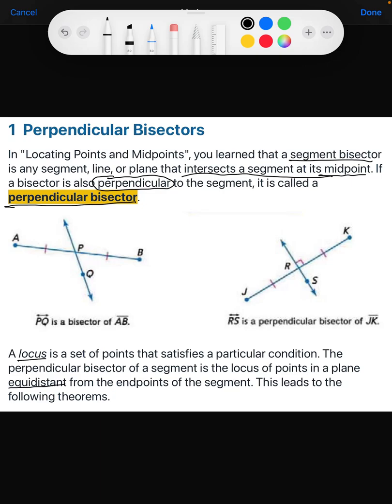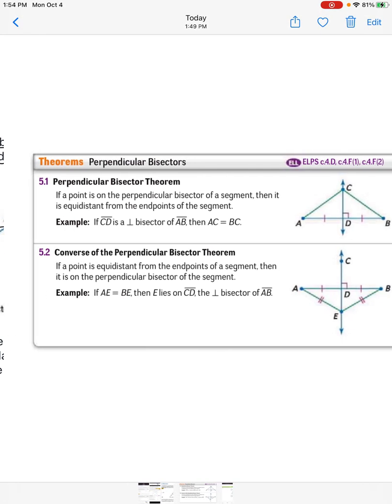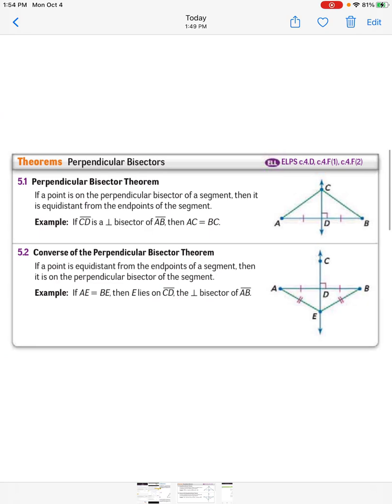So equidistant from the endpoints of the segment would mean that if you took a point here, then it would be the same distance to both endpoints of the segment. This gives us the following theorems.